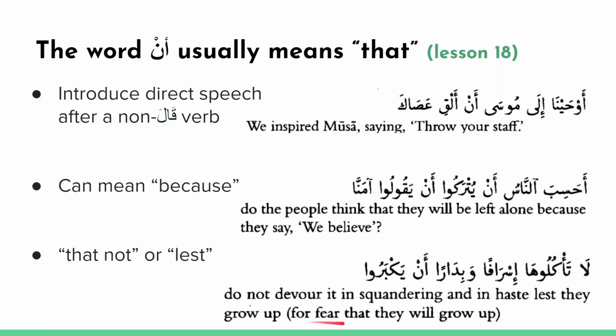Or a more elaborate translation might be, do not consume it, squandering and in haste, in fear that they will have it when they grow up. So you can see that this "an" actually requires a more complex translation in order to fully understand how it's used in this sentence. So, to recap, the "an" usually means "that", but it can also have other meanings: to introduce direct speech, meaning "because", or meaning "that not".